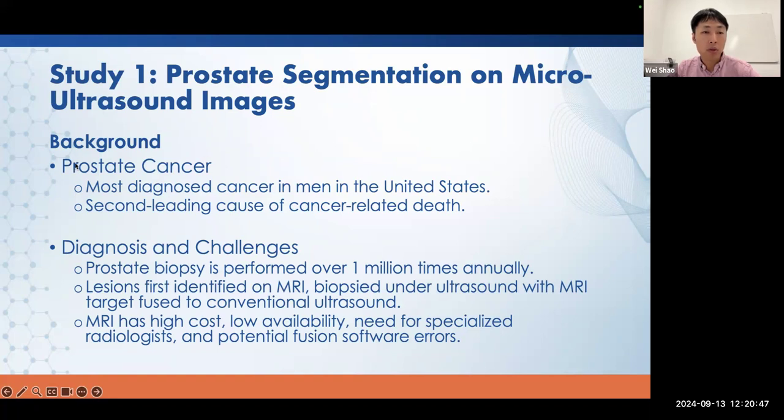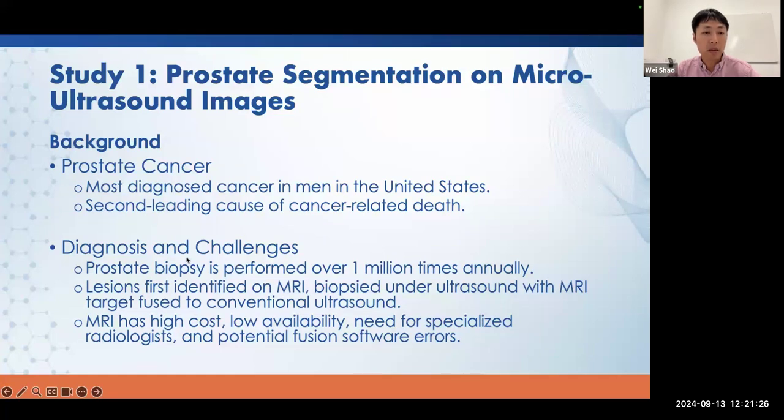The focus is prostate cancer. It is the most diagnosed cancer in men in the United States. About 1 in 8 men will be diagnosed with prostate cancer during his life. It is also the second leading cause of cancer-related death, just after lung cancer. Early diagnosis of prostate cancer is really important. It can significantly improve the 5-year survival rate from almost 30% to 99%. So early diagnosis is the most important way to save lives.